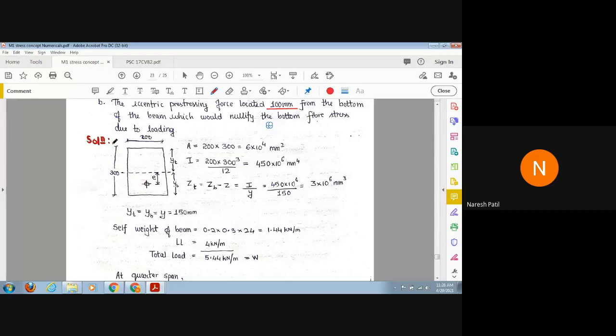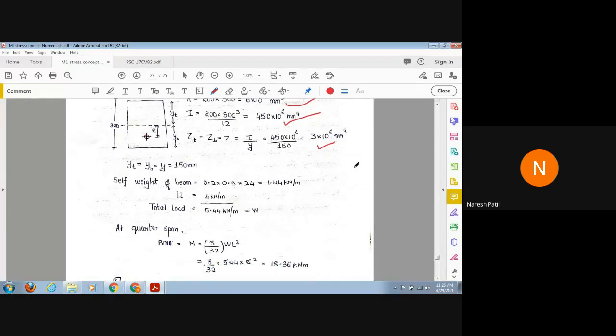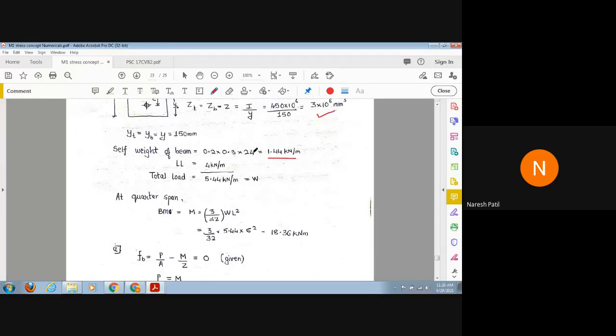200 mm width, 300 mm depth. So we calculate area, then the moment of inertia BD cube by 12, then ZT is equal to ZB, I by Y. Okay, then calculate the self weight as the cross section is given. Dead load plus live load, the total load is 5.44 kilonewton per meter.